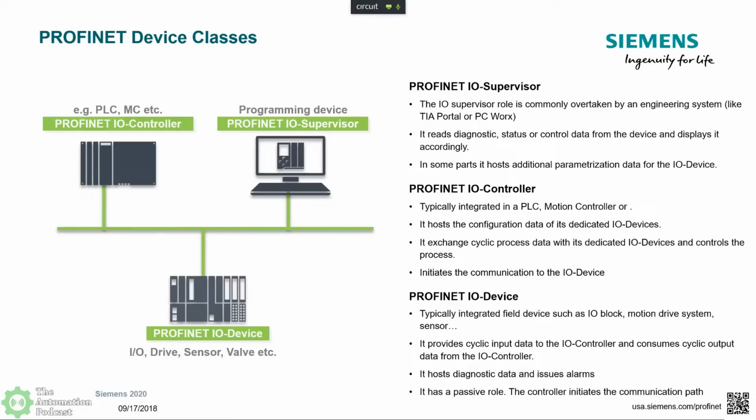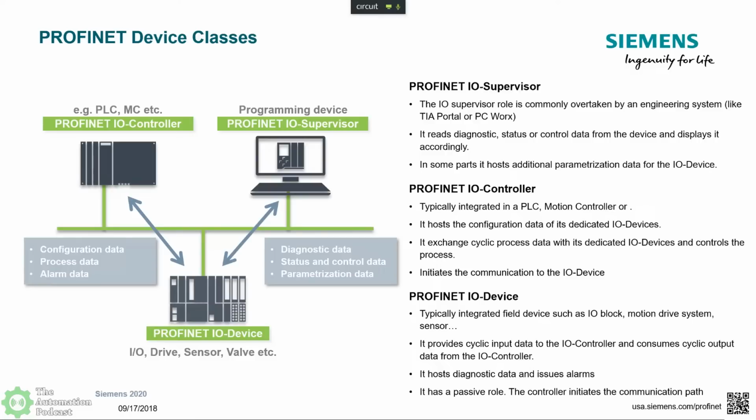So those devices are connected via Ethernet or Ethernet physics. And the IO controller provides the configuration data to the IO device and consumes the process data from the IO device. Whereas the PROFINET IO device also issues alarm data from the process.